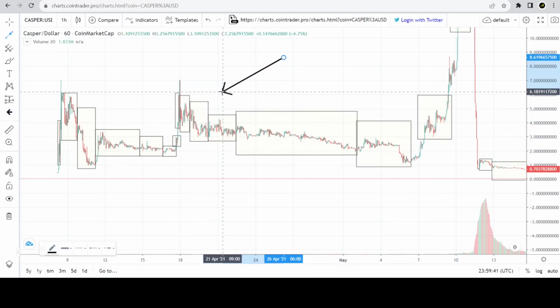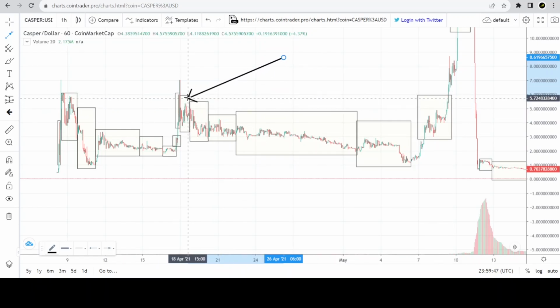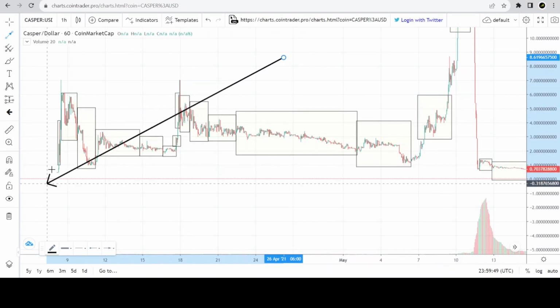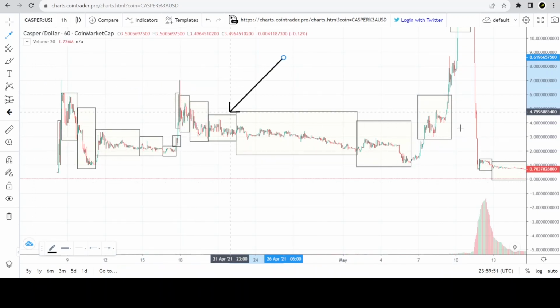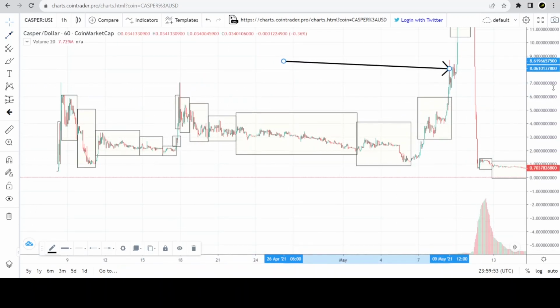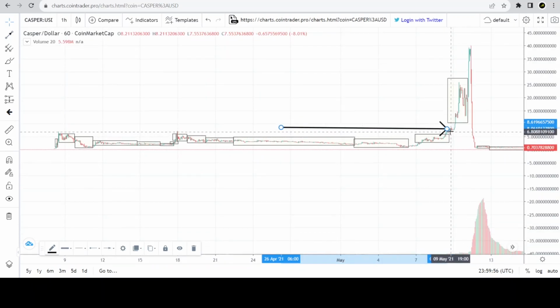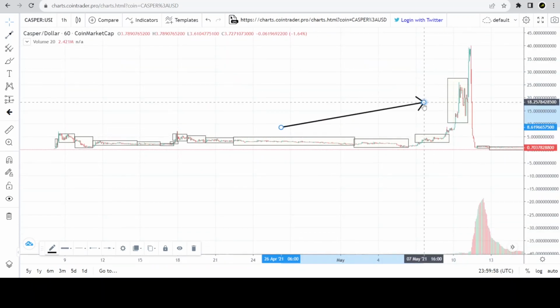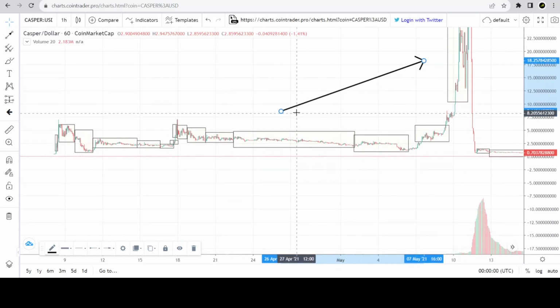And so there's a myth out there that Casper has not had a bull run. Well, Casper has had 3 bull runs. This is the first one. This is the second one. And this one, the third one. It is massive. So yes, Casper has had 3 bull runs.